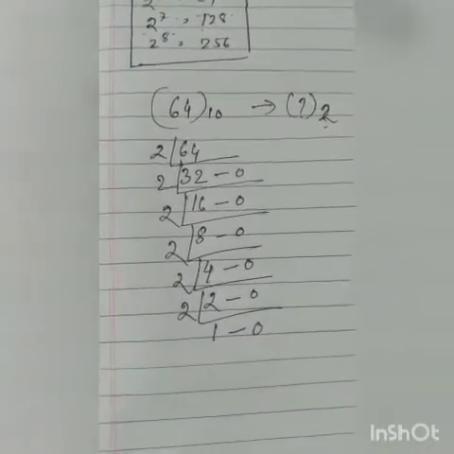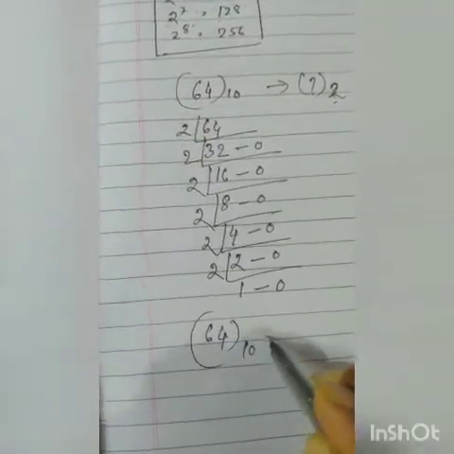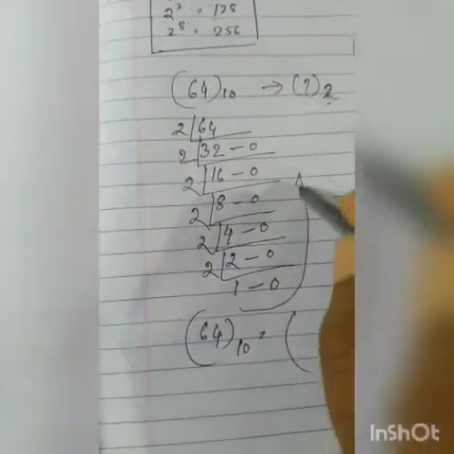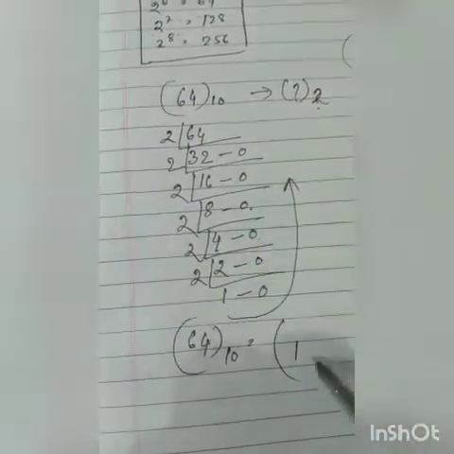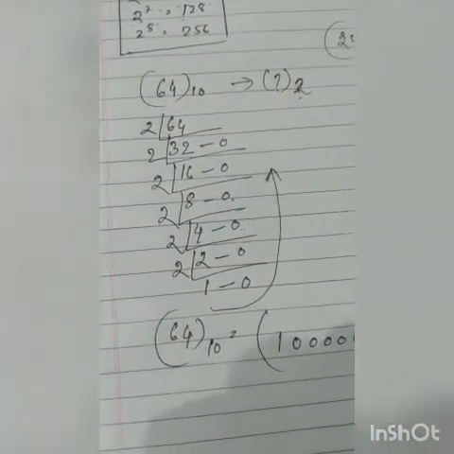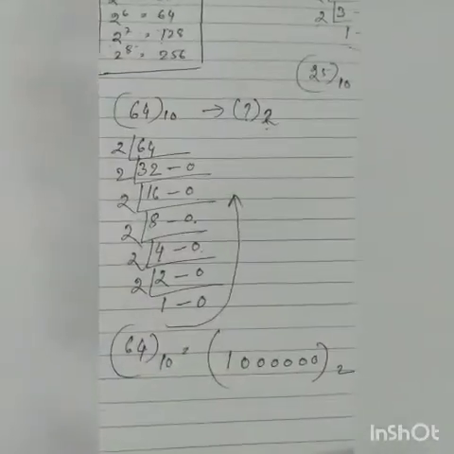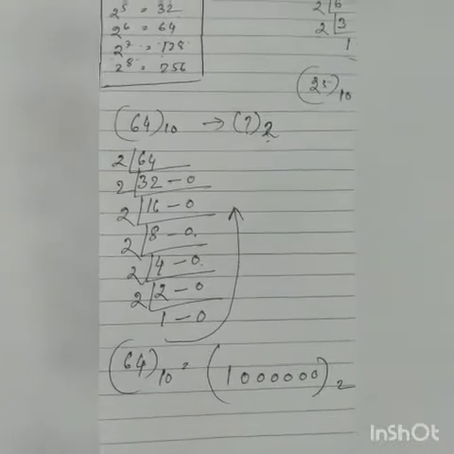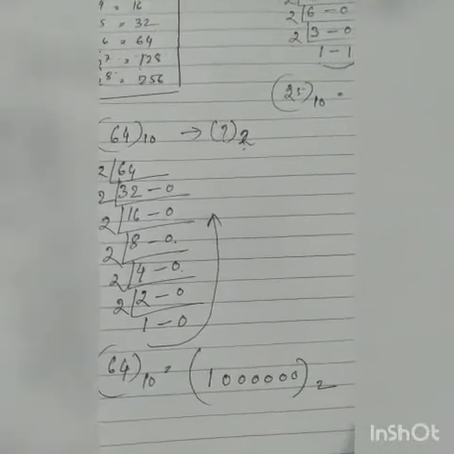Now all the dividing is done. See, 1 came, so what is 64 equal to? From the last you write the answer. 1, then 1 2 3 4 5 6 zeros. That is the answer. Easy only. Just try it. It will be very easy. That is how to convert a decimal number into a binary number.